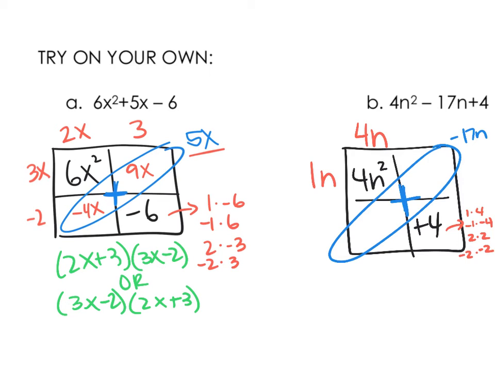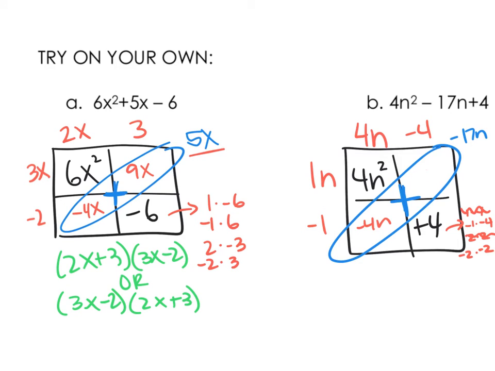So let's see. I know I'm not going to be using only positives on this because we have that negative in the middle. So let's try -1 and -4. So let's see if that works. Let's see. So -4 times 1n would be -4n. And -1 times 4n would be a -4n. Those would add to be -8n. So that's not going to work.